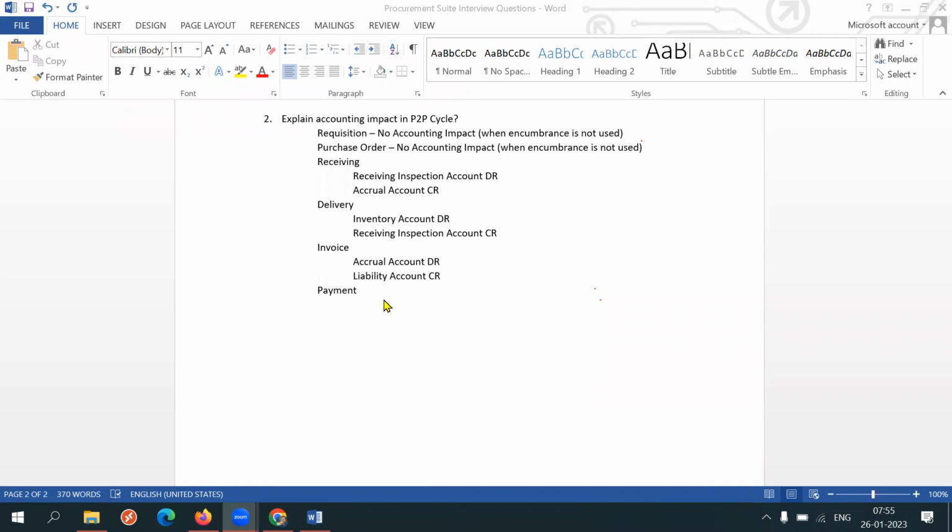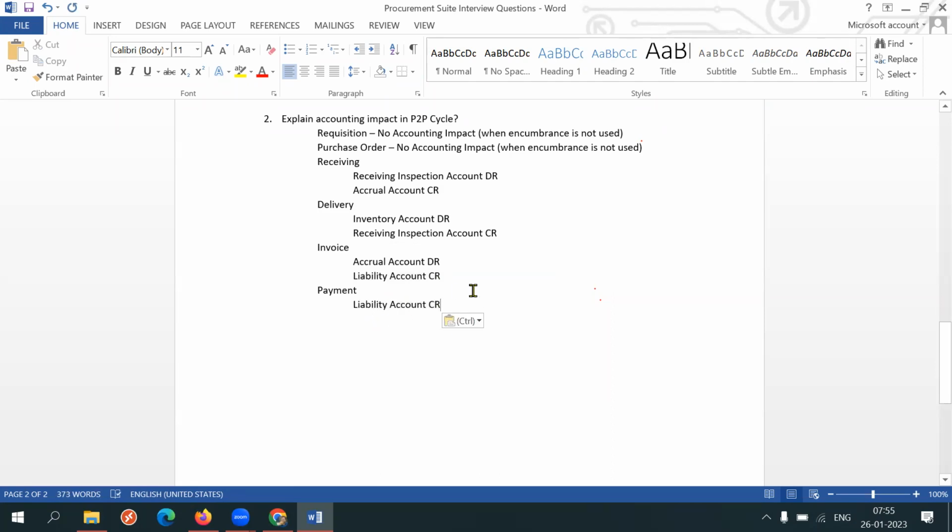Okay, sir. I'm also not sure about the payment entry. Can anyone confidently tell me the payment entry? Even I don't remember. Yes, Krishna. Liability account debited and cash account credited. Okay, that's right. I think this is the right entry, I believe.